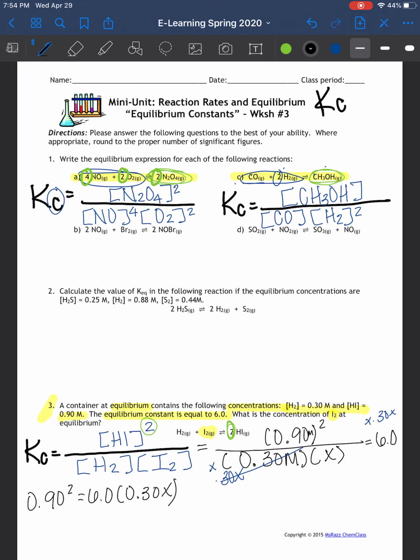That way you can see where I'm getting these values from. So 0.90 squared is equal to 0.81. That is equal to, so now I just need to distribute that, 6.0 times 0.3, which is equal to 1.8x.